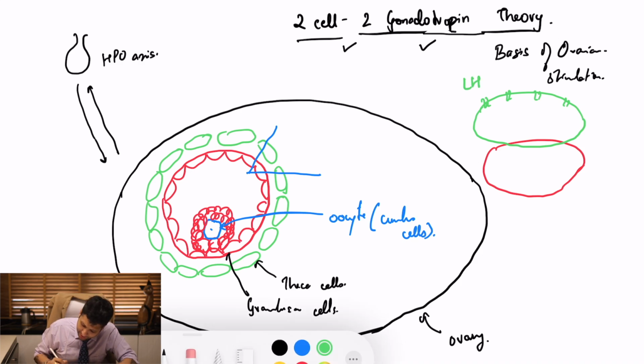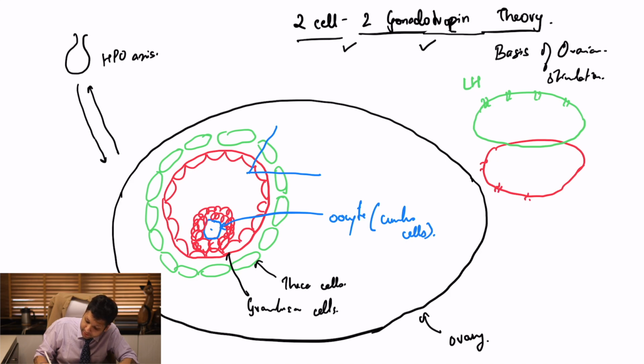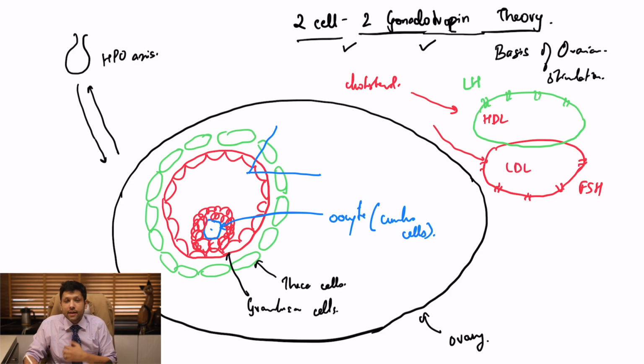Okay, and the granulosa cell, as it grows, remember the word is important, as the follicle grows in size, it is going to express abundant receptors for FSH. Okay, the substrate for both of them is cholesterol. But what is interesting to note here is that the theca cell is going to predominantly act upon HDL and the granulosa cell is predominantly going to act upon LDL, okay, high density and low density lipoproteins.